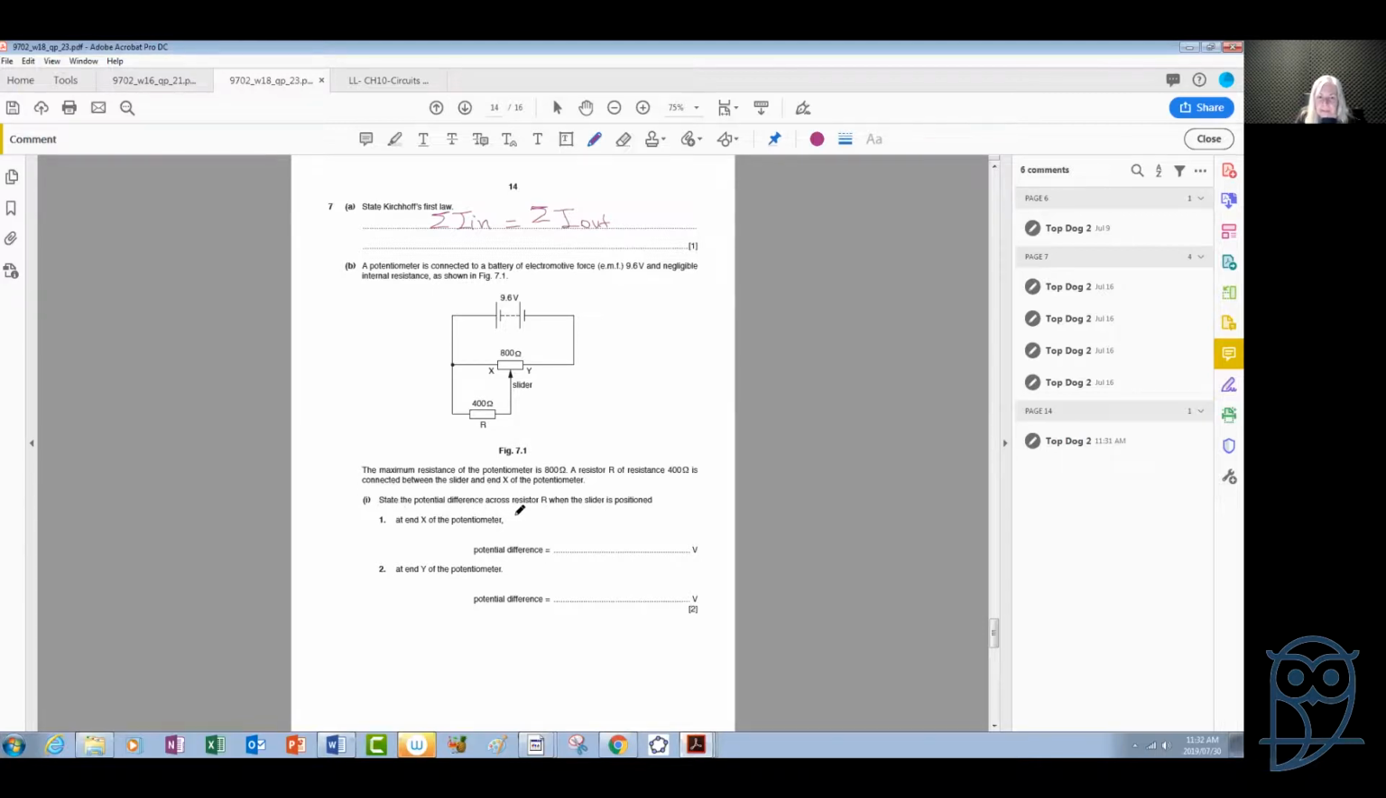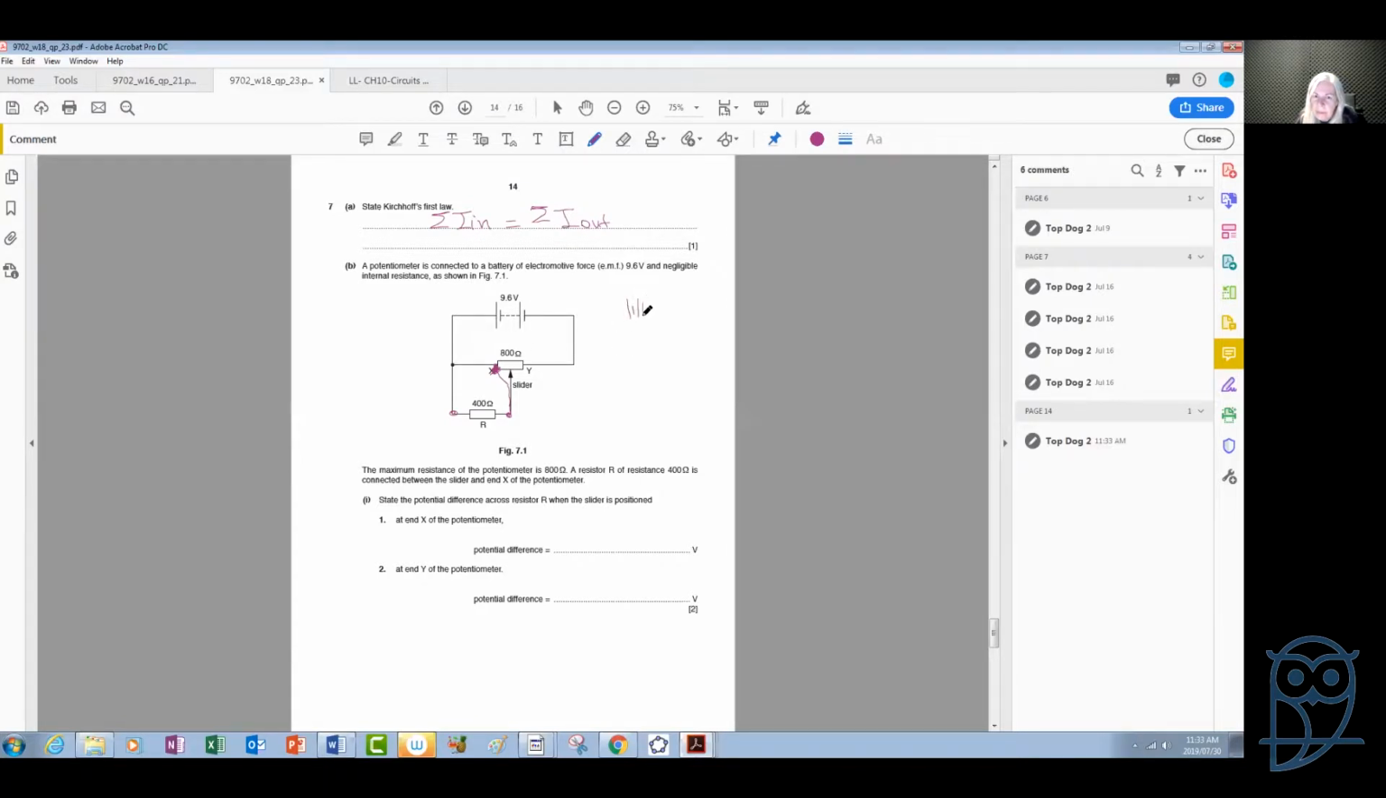State the potential difference across resistor R, that means this one, when the slider is positioned at end X of the potentiometer. In other words, when this slider is actually here, at X, what will be the potential difference across resistor R? Okay, what is the potential difference across the resistor R when the slider is at position X? It is as if this circuit looks like that.